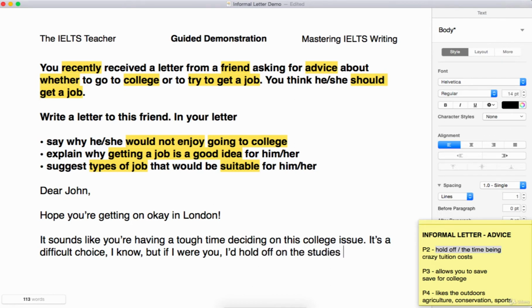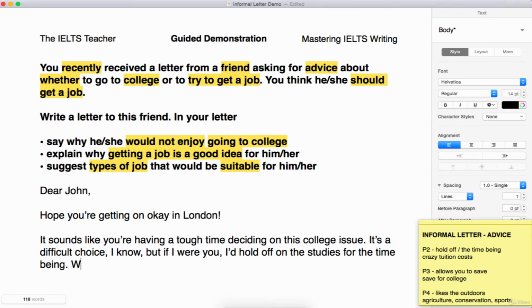Some nice informal vocabulary again: on the studies, rather than on college, nice colloquial vocabulary, on the studies for the time being. Now we move to our other point. We have these crazy tuition costs, and we come back to this idea of not enjoy. We need to make explicit reference to that part of the task.